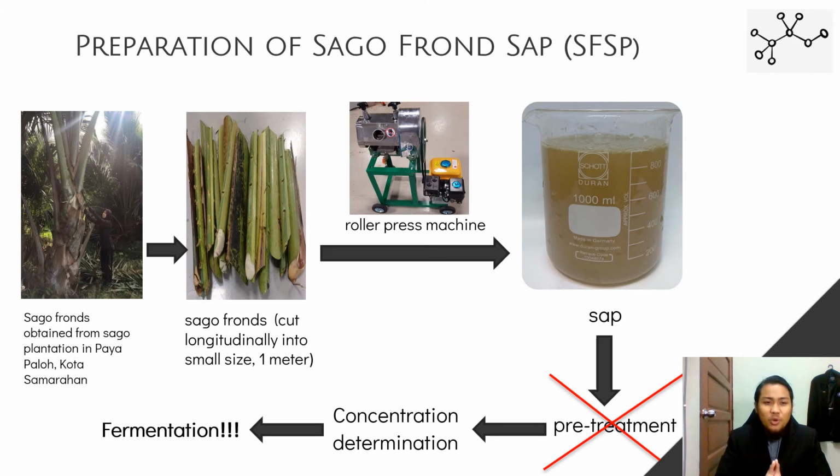First, we prepare the Sago Frond sap. It begins with the Sago Frond obtained from the Sago plantation in Payapaloh, Kota Samarahan. The frond is cut longitudinally and pressed with a roller press machine, and the sap is extracted and used directly for the fermentation without undergoing a pre-treatment process.